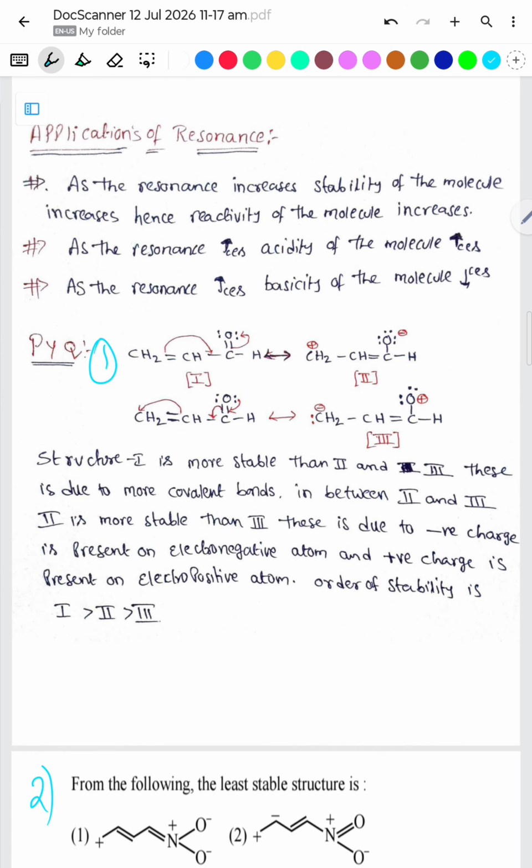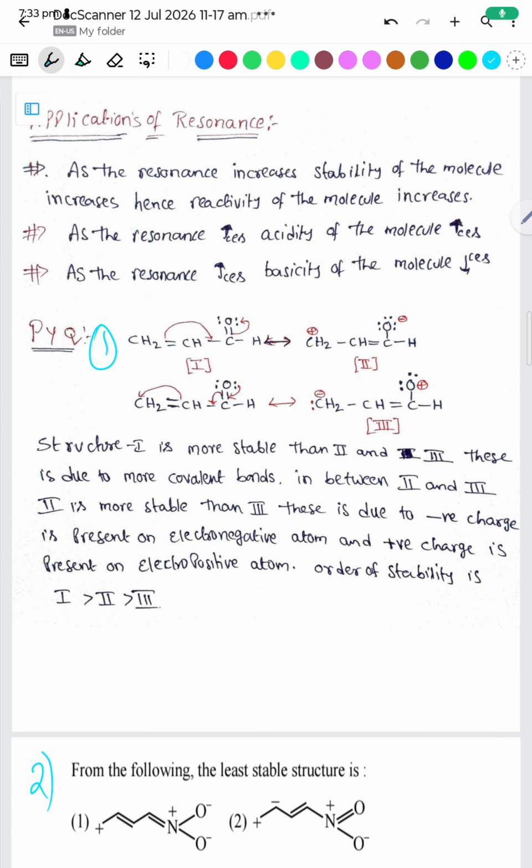Applications of resonance. As the resonance increases, stability of the molecule increases. Hence, its reactivity will be affected. As the resonance increases, acidity of the molecule also increases. In the next step, as the resonance increases, basicity of the molecule decreases. Resonance affects the bond length. Resonance also affects reactivity.